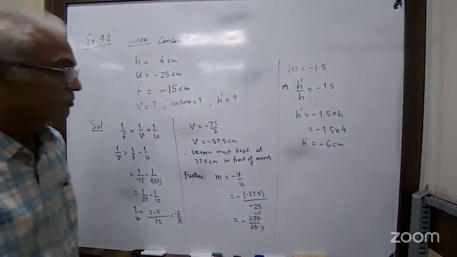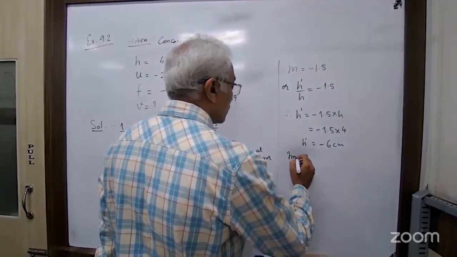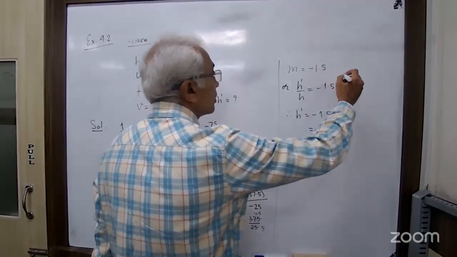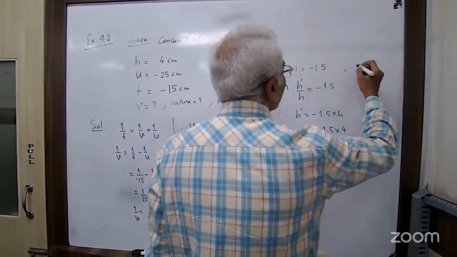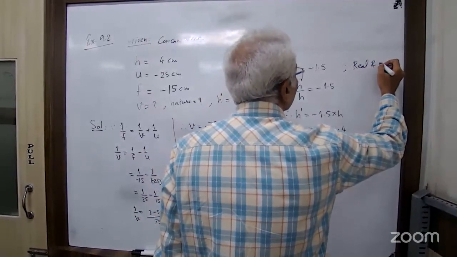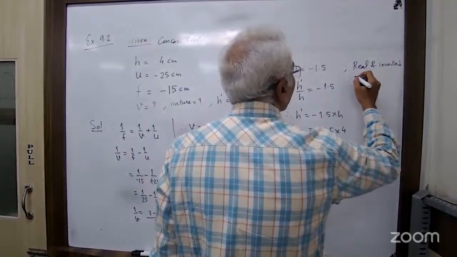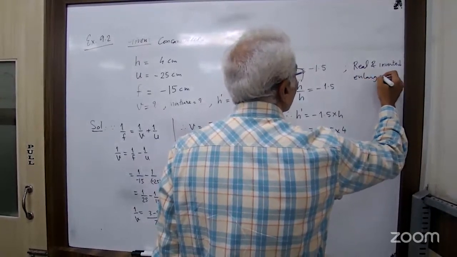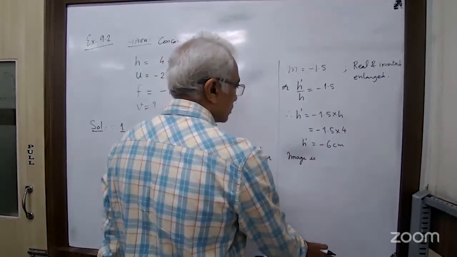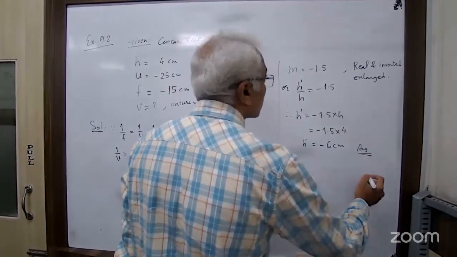Okay, so everything, therefore image is real and, यहीं से मालूम पड़ेगा, magnification negative is real and inverted. More than one, enlarged image. Enlarged. ठीक है, and this gives the size of image. ये भी आंसर हो गया, this is the answer.